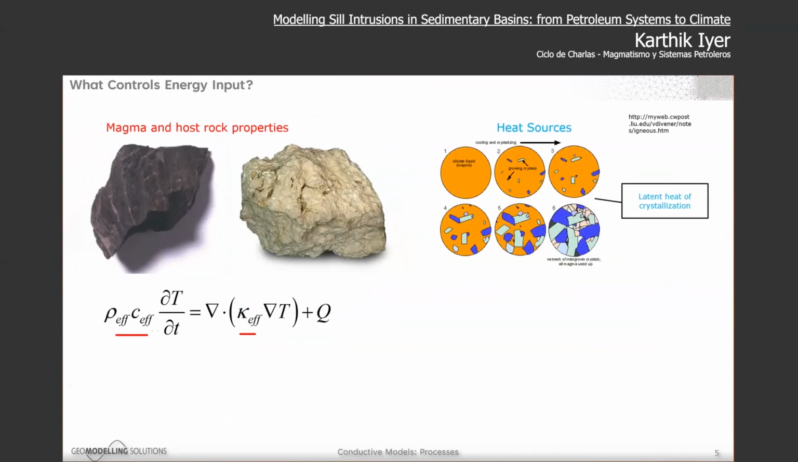But we also have this Q term here, which signifies any additional heat sources. For example, the latent heat of crystallization. That's an exothermic reaction that occurs when the melt that comes into the sill crystallizes and goes from melt to solid rock. That generates a lot of heat and adds to this energy input here.